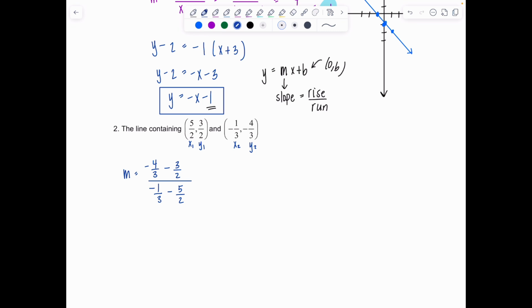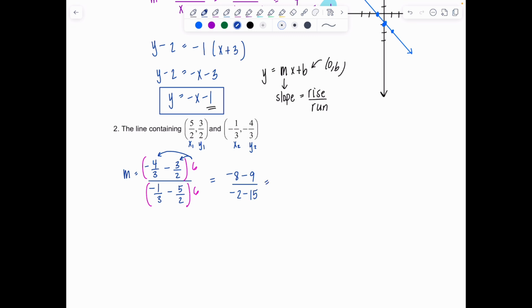So what I would do if I was you is I would multiply everybody through by 6. Why did I pick 6? Because the denominators are 3 and 2, and it would get them all to cancel out. And this distributes. So that'll give me negative 8 minus 9 up top, over negative 1/3 times 6, that's going to be negative 2, minus negative 5/2 times 6, 15.